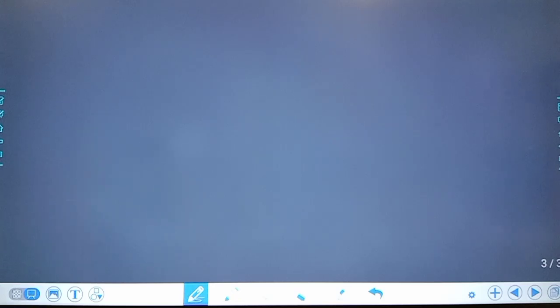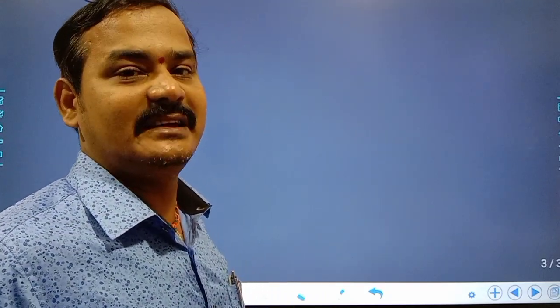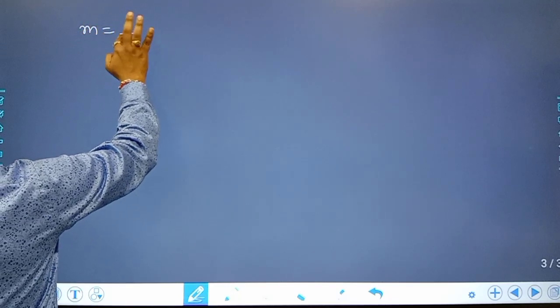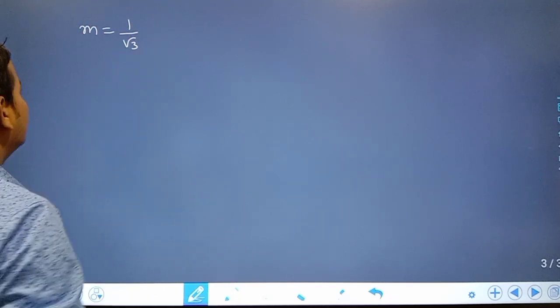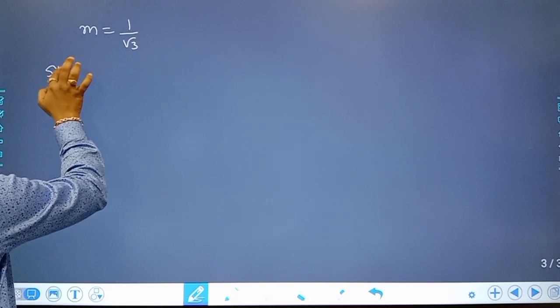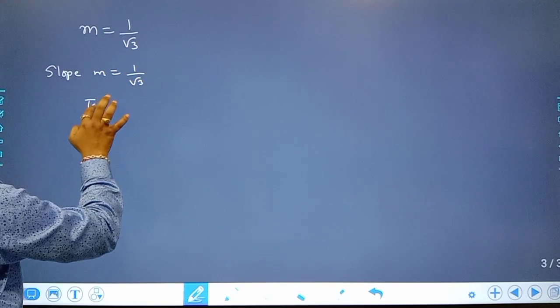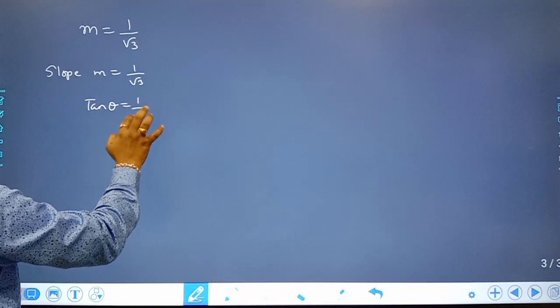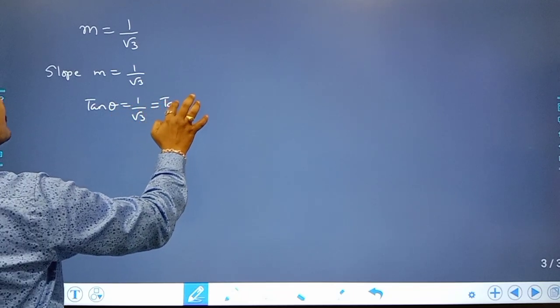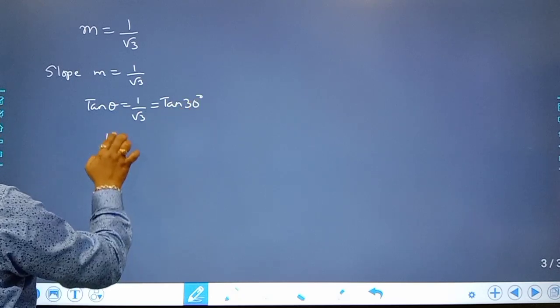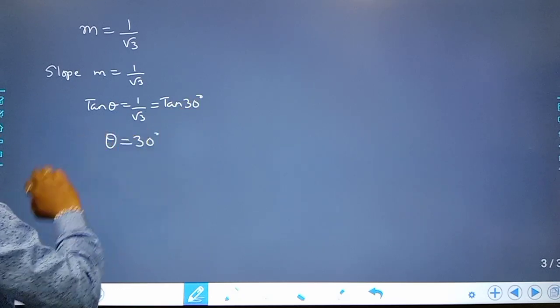So this is the slope according to the angle given; we need to find the slope. Now we are going to discuss when the slope is given and we need to find the angle. Let m is equal to 1 by root 3, then what is the angle? Let us check the solution. Slope m is equal to 1 by root 3. Let tan theta is equal to 1 by root 3. So 1 by root 3 is tan 30 degrees. So the inclination theta is equal to 30 degrees.